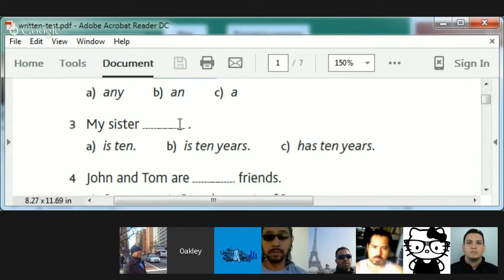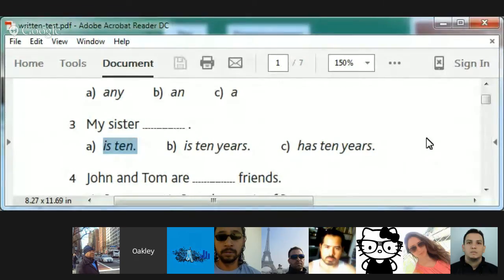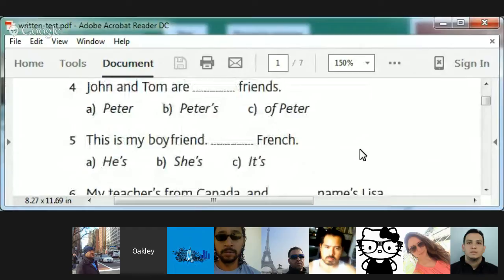Very good. Moving on, Philip, number 3. My sister is 10 years old. Philip, I don't see old here. Ah, okay. We can say my sister is 10. It is acceptable in English to just say my sister is 10. It is also acceptable, Philip, to say my sister is 10 years old. You are correct about that. So easy peasy so far. Trust me, it's going to get a lot harder.